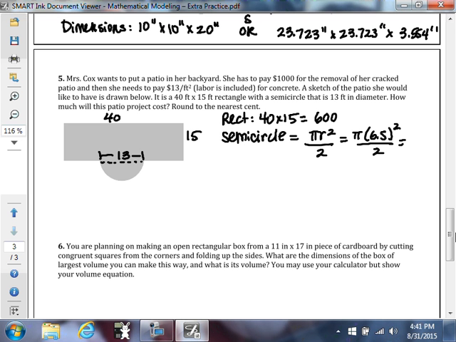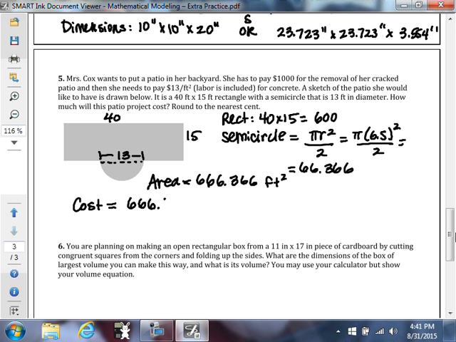6.5 squared divided by 2. So I get 21.125 pi, or if I go ahead and multiply the pi in, I have 66.366. Okay, so my total area is going to be 666.366. So I'm going to go ahead and keep that in my calculator. And I know that for every single square foot, it's $13. So my cost is going to be my 666.366 times 13, and then I'm going to say plus 1,000.